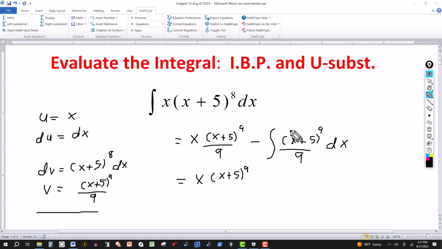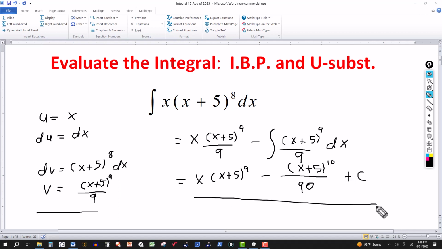Now if this had a 2 here, it would be different. So to integrate this expression, I just add 1 to the exponent, the power, that'd be a 10. Then bring that down here. So this will give me a minus (x plus 5) to the 10th. The 10 comes down here, gives me a 90 here. And then it's your constant of integration. And that's pretty much it. This is your answer using the integration by parts formula.